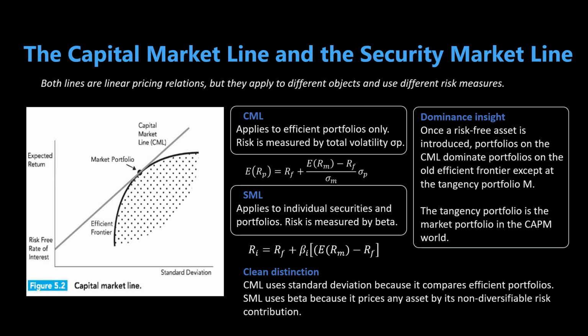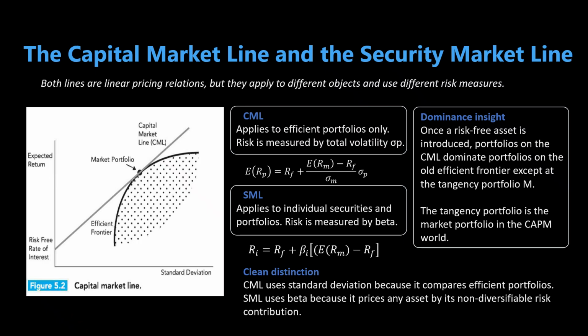The clean distinction to be considered is that the CML uses standard deviation because it compares efficient portfolios that carry no idiosyncratic risk. Their only risk is, of course, systematic. The SML uses beta because it must price any asset, including those with residual idiosyncratic risk. For a fully diversified portfolio with no idiosyncratic risk, the CML and the SML give identical pricing results. For an individual security, only the SML applies.